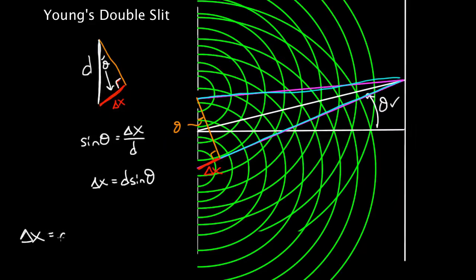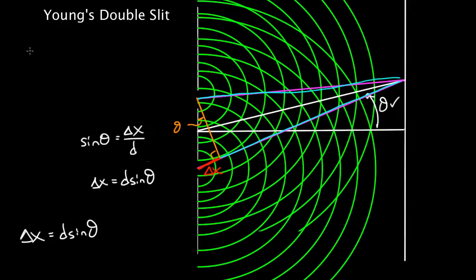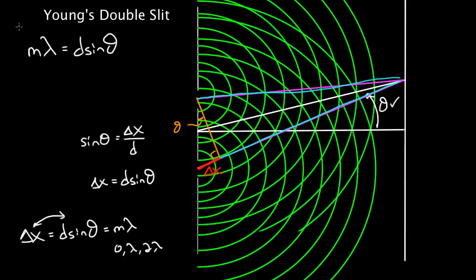So this is what I wanted. Now I know delta x is d sine theta, and I can write the double slit formula. Let me get rid of this. The double slit formula looks like this. It says that m times lambda equals d sine theta. And why? Well, remember, delta x for constructive points was integers times wavelength. So 0, 1 wavelength, 2 wavelengths, and so on. And so in order to get constructive points, d sine theta, which is the path length difference, has to equal 0, lambda, 2 lambda, and this is the double slit formula.